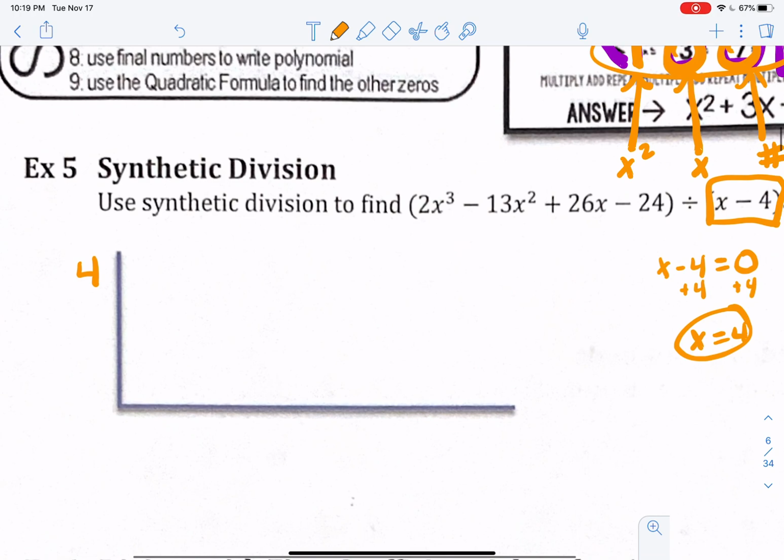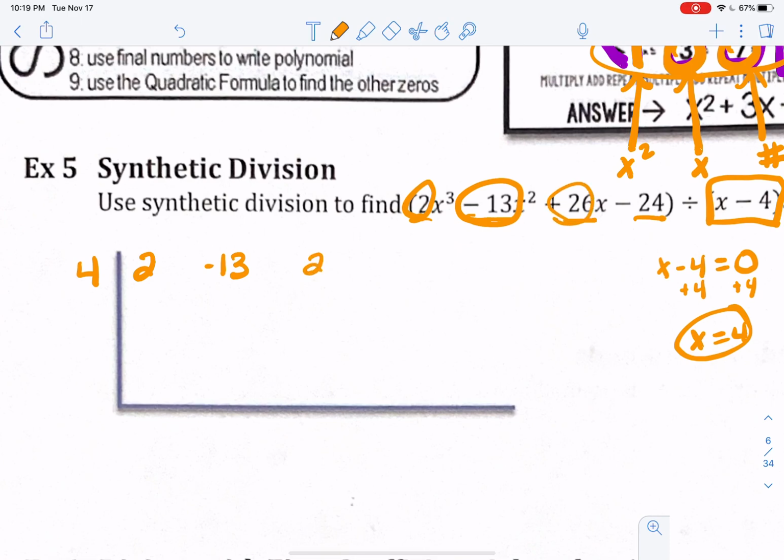Okay? Then, to list out all my numbers going across here, I get those numbers from the polynomial inside here. So I start with 2 as the number in front of the x cubed, negative 13 is the next number to come, and leave a little bit of a space in between those two so it doesn't look like those numbers are running together. Then I have 26 as my next number, and negative 24 is my last number. All right, so I have it set up, ready to go, and then I'm just going to start my division. Okay, so I'm going to drop my 2 down first.